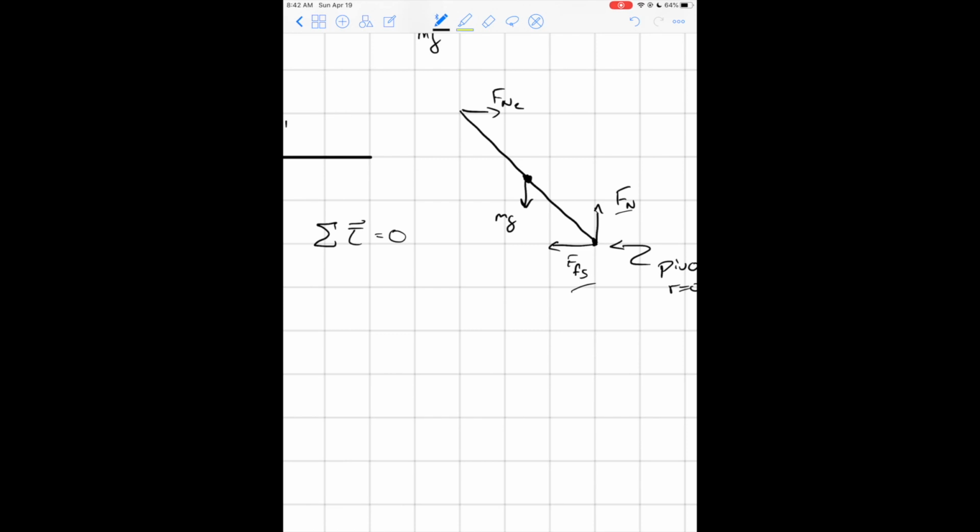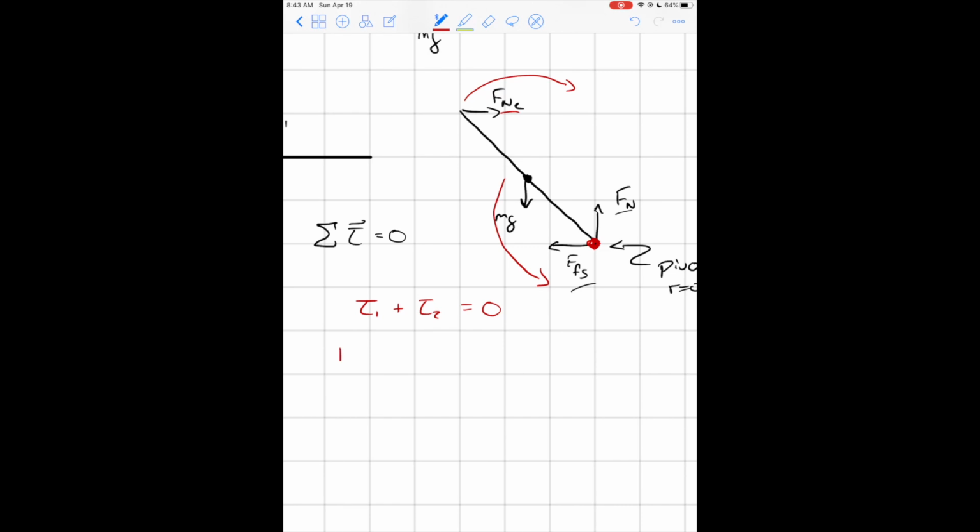So if I think about this, I really just have two torques now, right? And one of these torques is going to, let's label it red. This guy, Fn2, is going to spin me clockwise. Mg would spin me counterclockwise, if I'm pivoting around this point. And so really I have torque 1 plus torque 2, that has to equal 0.